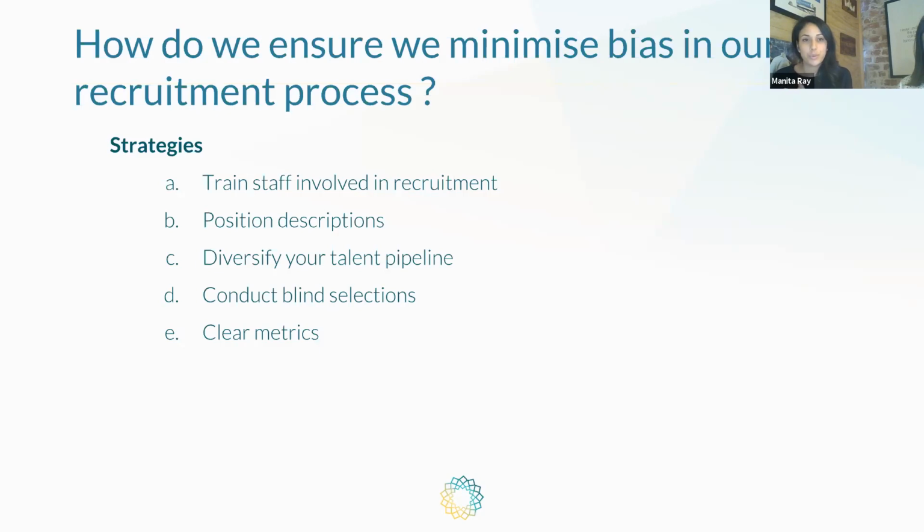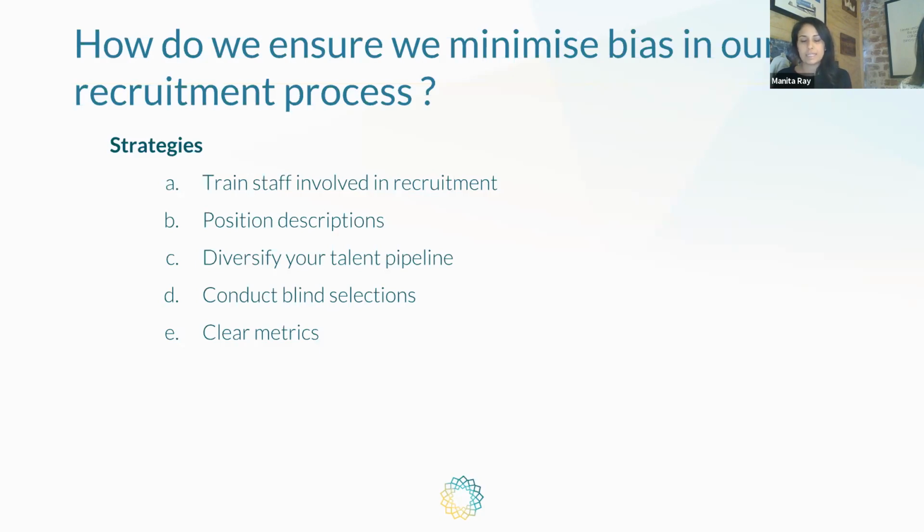And then you can also conduct blind selections. So that can be challenging once you get to the interview stage, but prior to that, really, it's about removing all kind of data that would allow you to identify the specific gender of the applicant, and that aims to reduce as much as it can bias around specific gender traits that might be suited or less suited for a specific role.